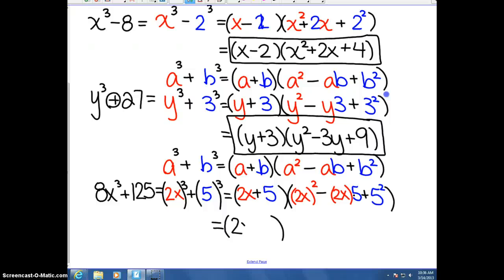And when we go to clean it up, the 2x plus 5, there's nothing to work on there. But with the 2x squared, when I square an expression, that means I get to square both the 2 and the x. Now in the middle, instead of 2x times 5, I like to call that 10x, and 5 squared is the same thing as 25.